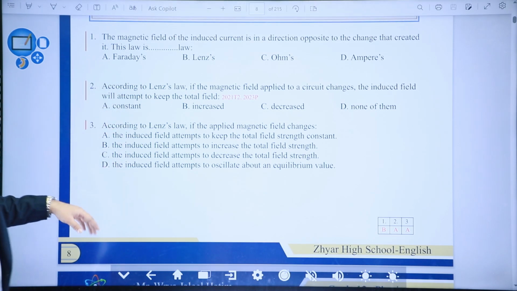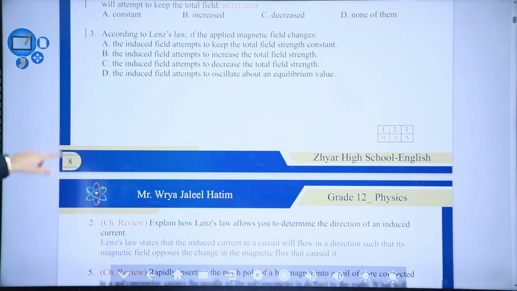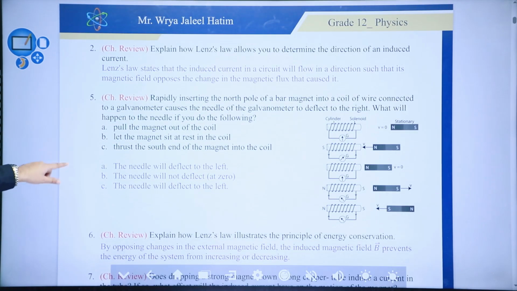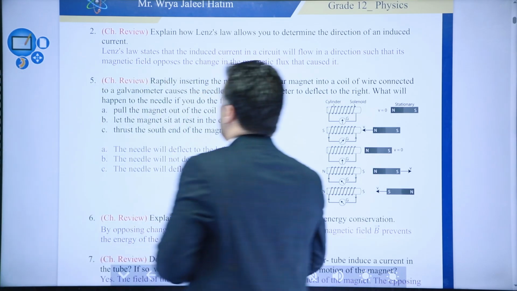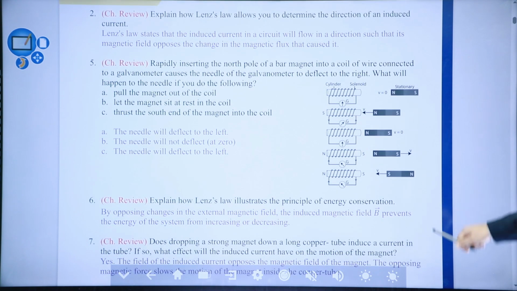These practice questions, I believe, are easy enough. I expect you to go through them, and hopefully you do them well. Okay, now take a look at this one. It says, explain how Lenz's law allows you to determine the direction of the induced current.